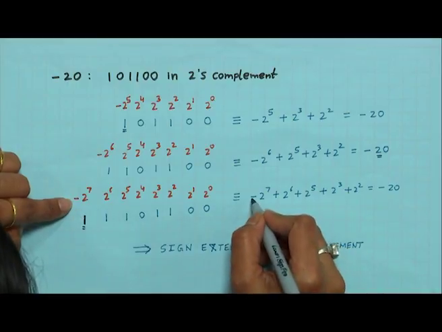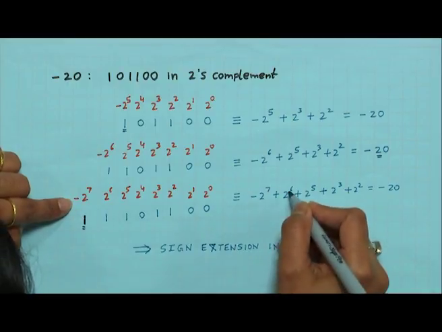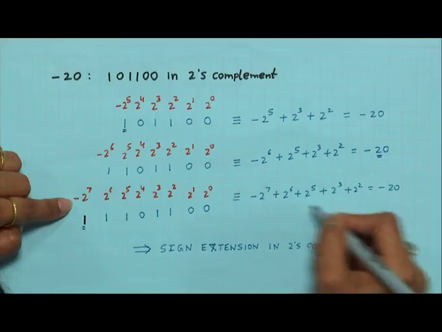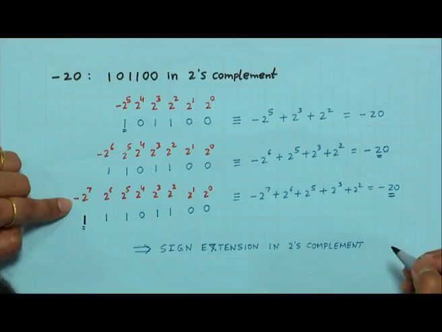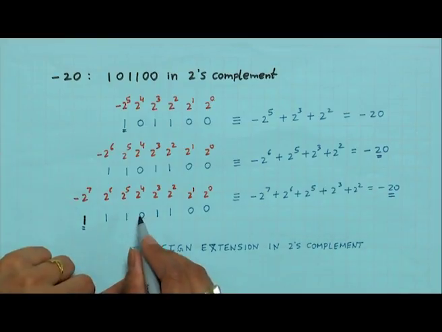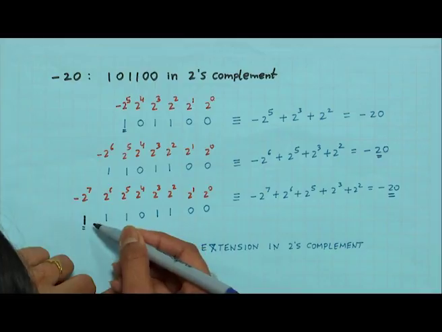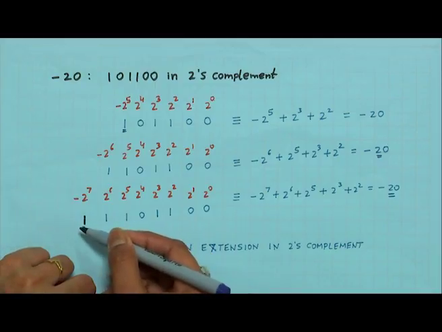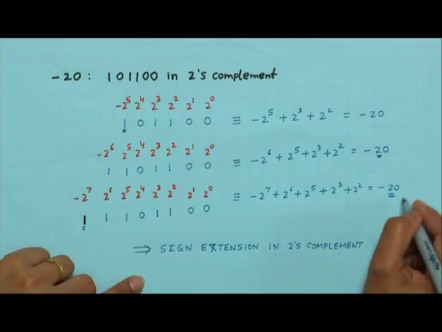This will be represented as minus 2 to the power 7 plus 2 to the power 6, and this will remain as minus 20. So, this is what we call sign extension in 2's complement. If you extend this sign digit more, the value will still remain the same.